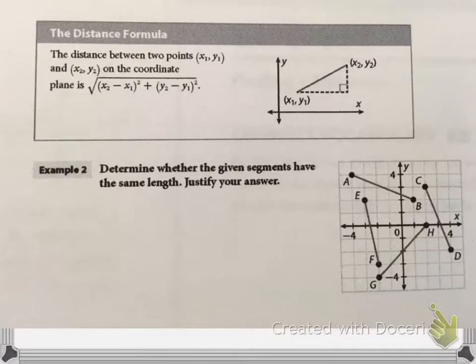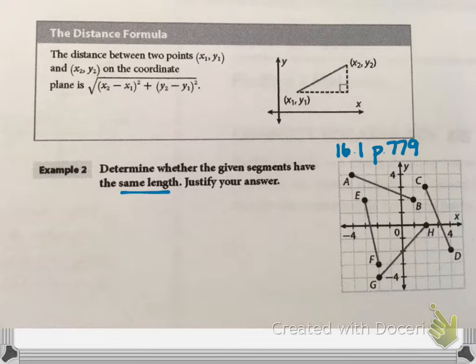Hey guys, we're going to be talking about the distance formula, which is in the section of your book called 16.1 and starting on page 779. You don't need to pull out your book unless you're dying to, which you're welcome to. But here's the deal. This question says, determine whether these segments have the same length.